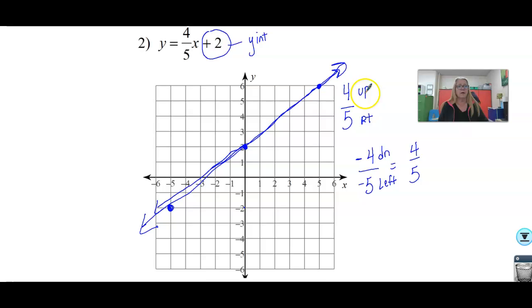So I want you to know that when you have a positive over a positive, if, say, for example, it would take you off of the graph, you can make it a negative over a negative to stay on the graph. Don't worry, you'll have lots of examples of this. Next.